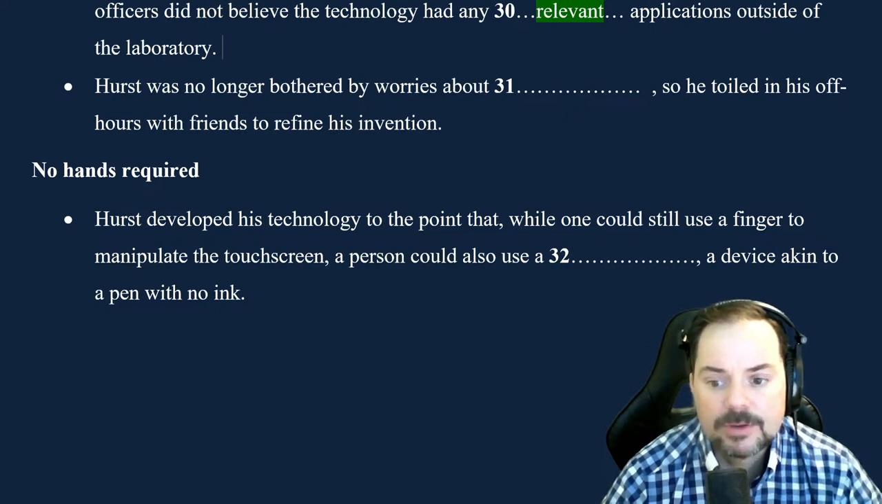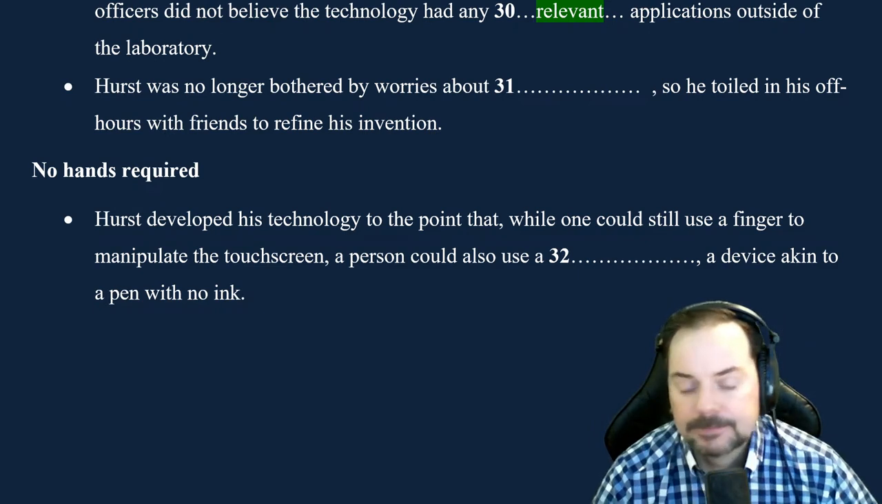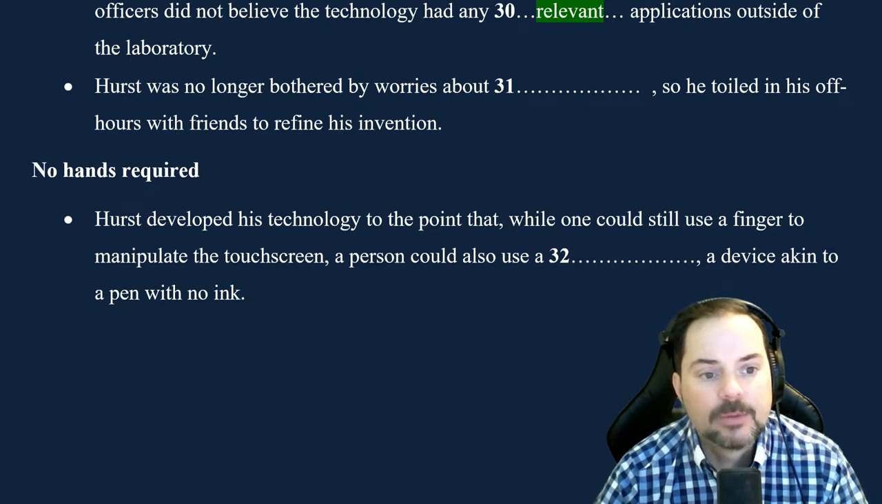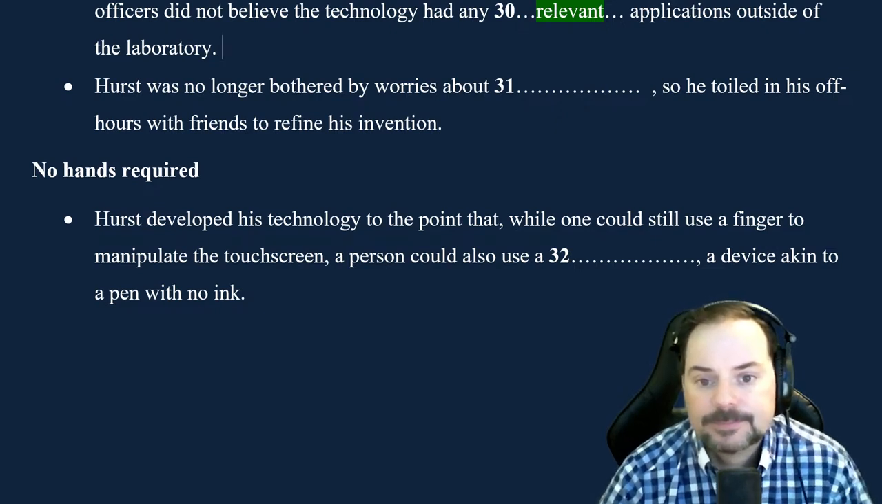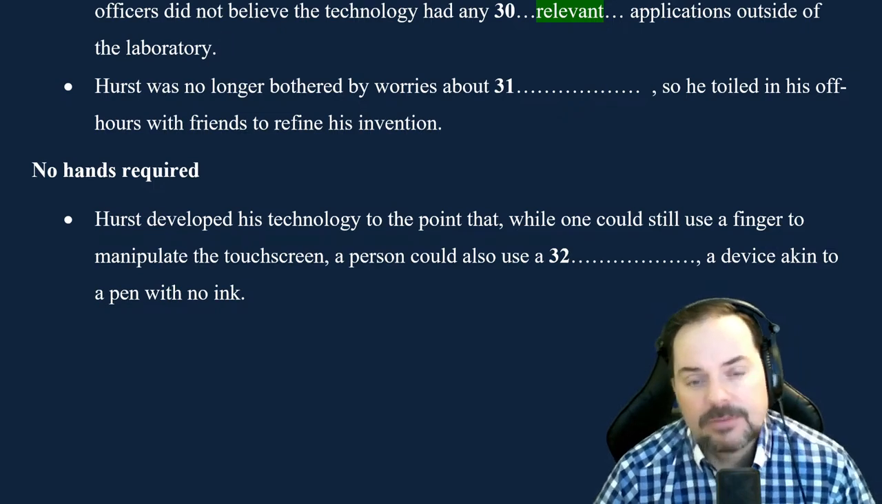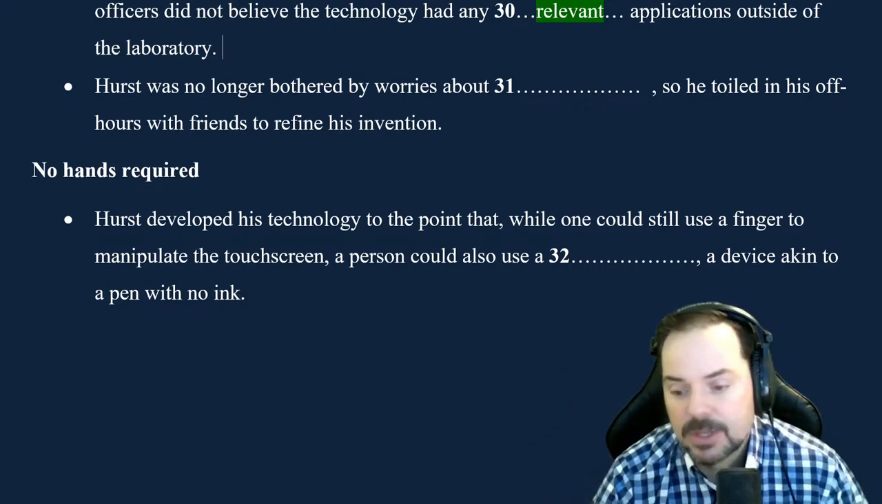And members, moderators in the chat, you can help Chayani here as well. Let's have some ideas. Let's share. Let's work together as a team here. Hurst was no longer bothered by worries about what? So in this paragraph, Chayani, it's okay if you don't know. If you said I'm only 0.5% sure, you still have to have an idea of what it might be, like you did with the previous one. It's very important that you don't just completely randomly try to search for the answer.